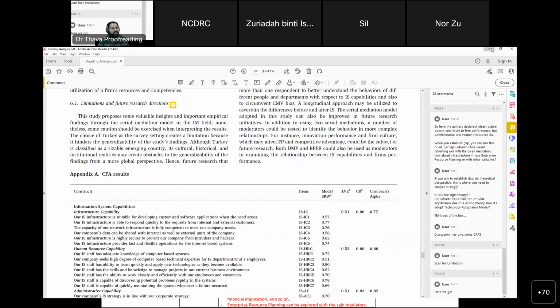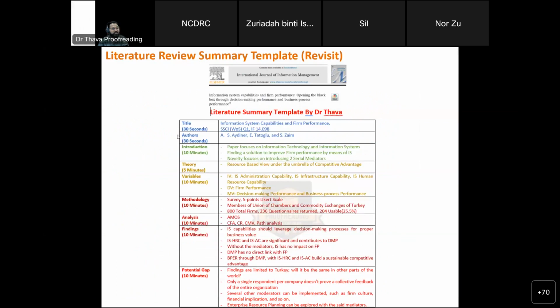So once this is done, then you come back here, you fill up all the information. Introduction, what the paper did. Theory, what were the theories? If you don't have a theory, just leave it blank, that paper lah. If the paper had variables, fill them up. If the paper had a solution, you can change this.